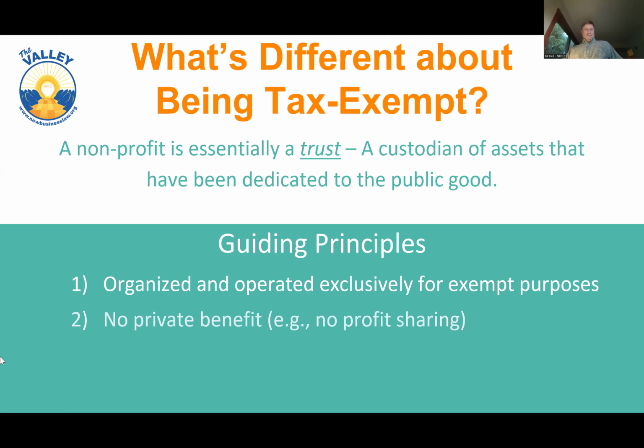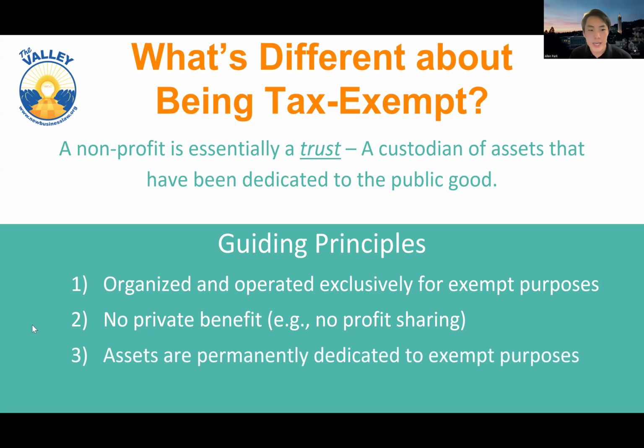The second one is no private benefit. That means unlike a Delaware C corporation where you can raise revenue and share the revenue among its members or shareholders for profit, for tax-exempt nonprofits, you can't do that. It is possible for you to pay people who work for your nonprofit a reasonable salary, but you can't raise donations and money and just pay them out as dividends to its members. That's not allowed. So no private benefit is the second guiding principle.